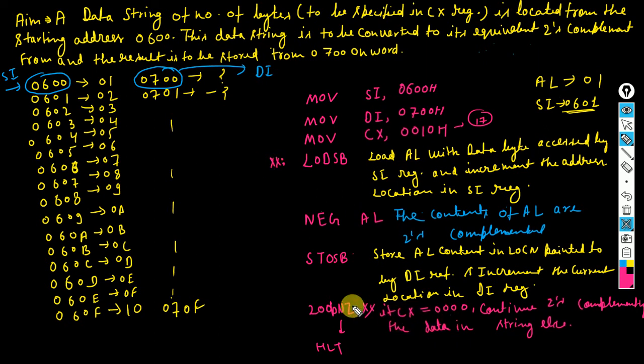Okay, so what is the meaning of LOOP NZ? Means it decreases the counter value by one and checks the counter value. If counter value is not equal to 0, it moves to the mark label and again executes this program. Okay, this is our coding part. Move to the programming part.